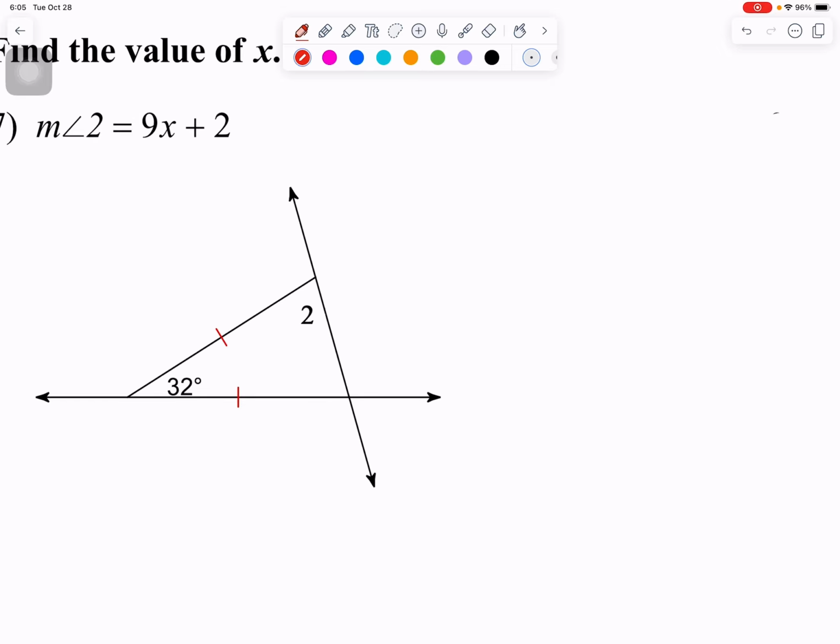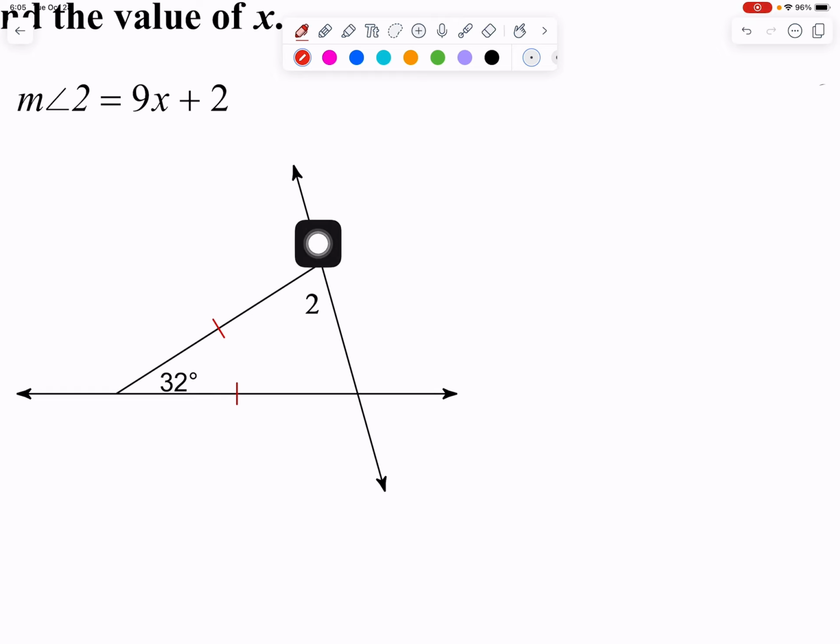Let's go ahead and identify the vertex. We can start at any of these points.